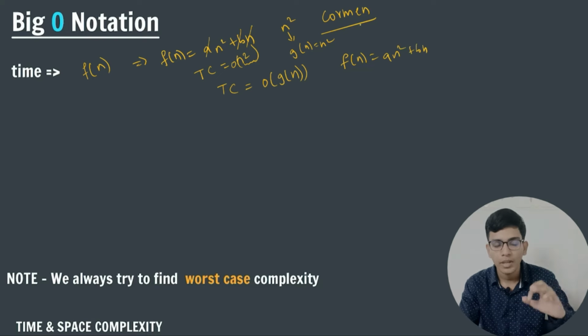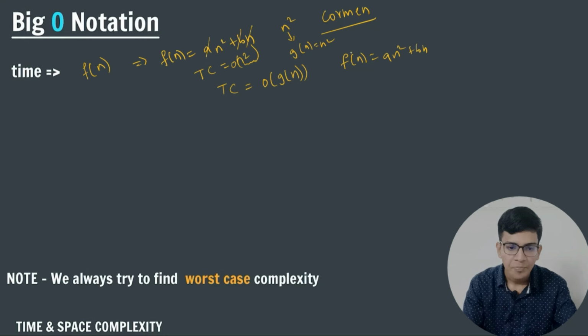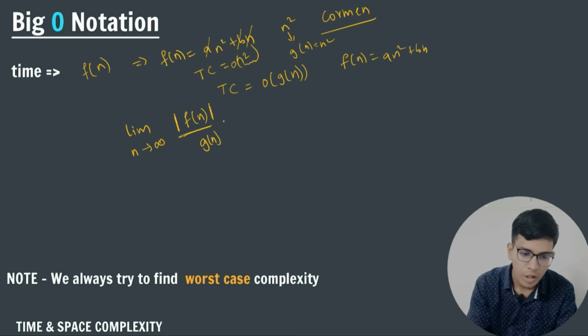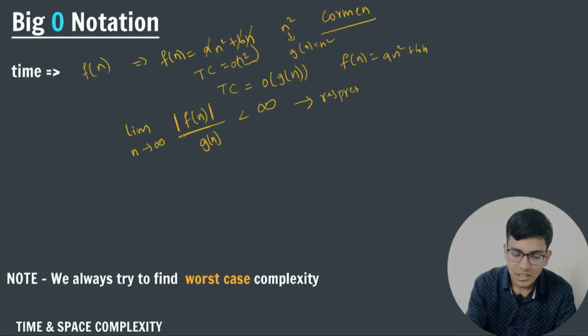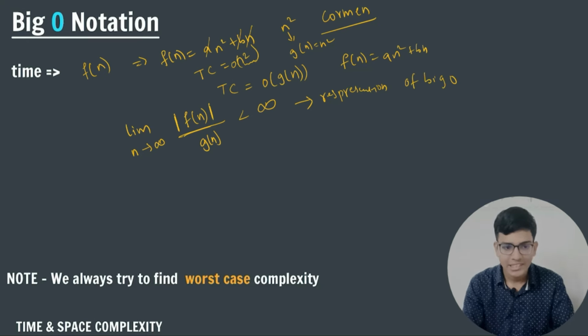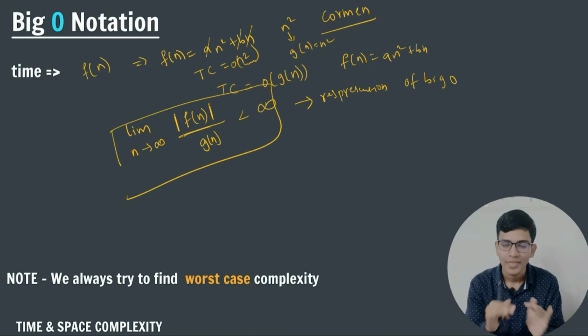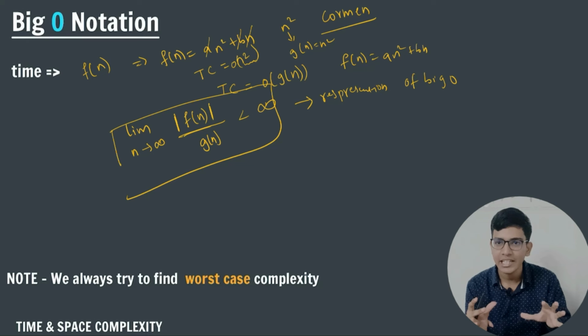We get our big O notation from this particular limit: the limit as n tends to infinity of |f(n)/g(n)|, and we take the modulus because we don't consider negative values, should be less than infinity. This is the basic mathematical representation of big O. We'll stop here. This is not that necessary, but I just wanted to tell you a little bit of the theory behind it.